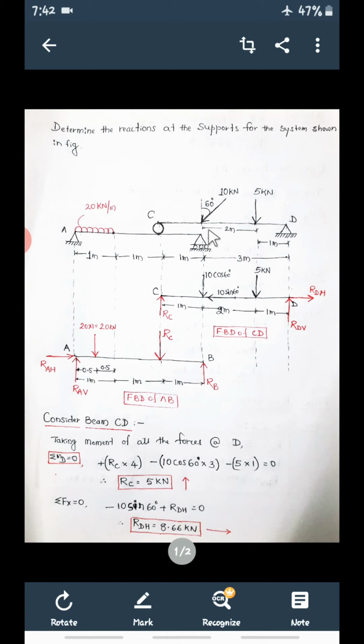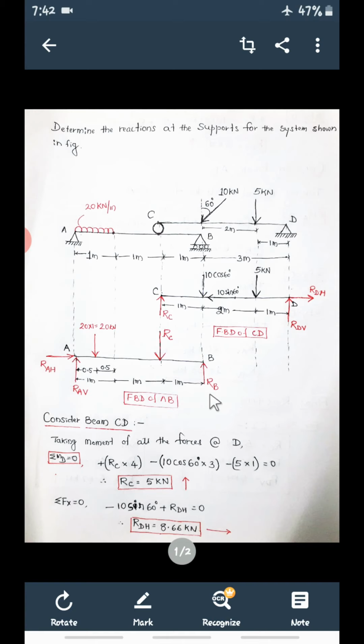When you are considering CD, this roller is going to give the vertical reaction at C. We have shown this. And when you are considering beam AB, the same roller is going to give the reaction downward. So this upward reaction for beam CD at C and this downward reaction RC for beam AB at C will be the same. This RC and this RC will be the same, and we are going to calculate that.